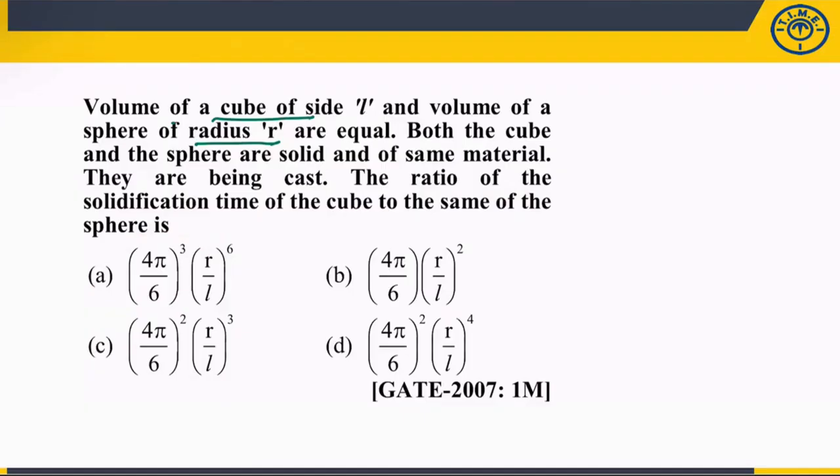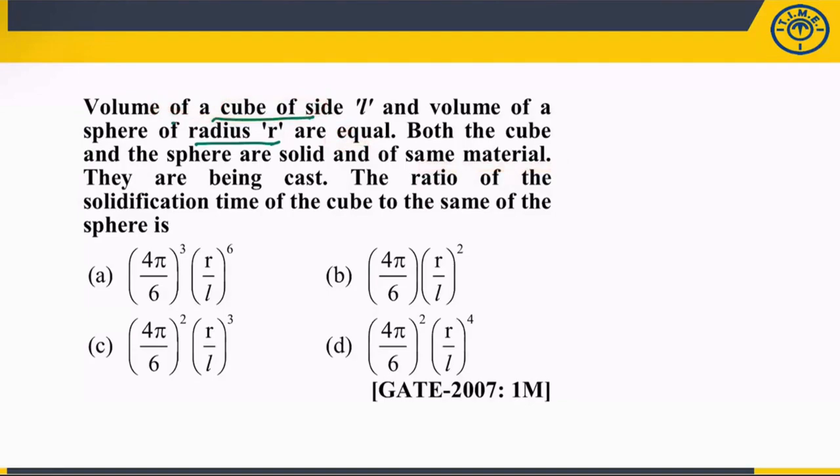So once you will solve, you will get 0.85. Circumferential area you also have to consider. Try to apply the same method in this question. What is the question? The volume of cube of side is L. Now they have mentioned the side will be L. Volume of sphere of radius is R. Now you have to calculate the ratio of solidification time of cube to the solidification time of sphere. Again, they have given both the cube and sphere are solid and made up of same material. Fine. And volume is also equal.